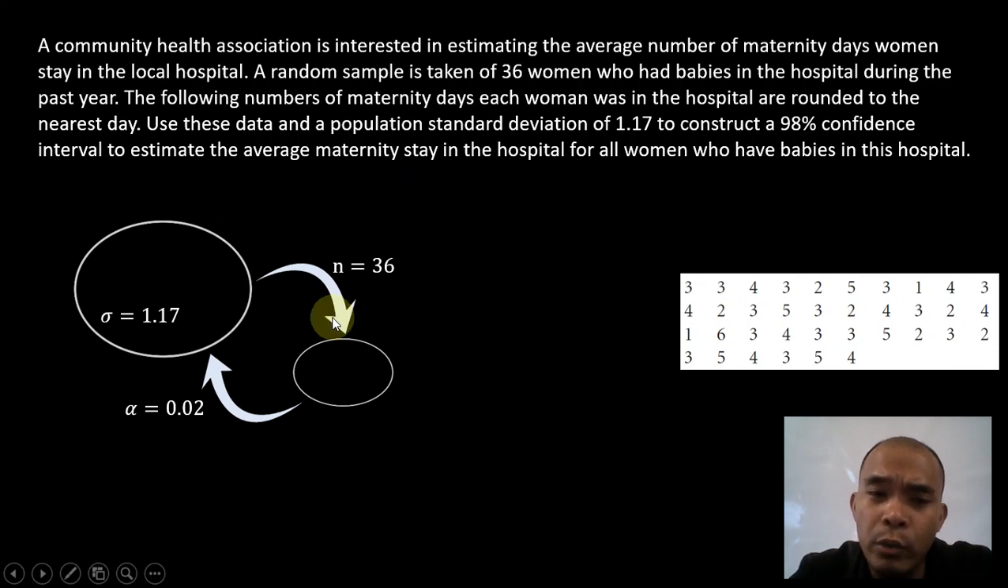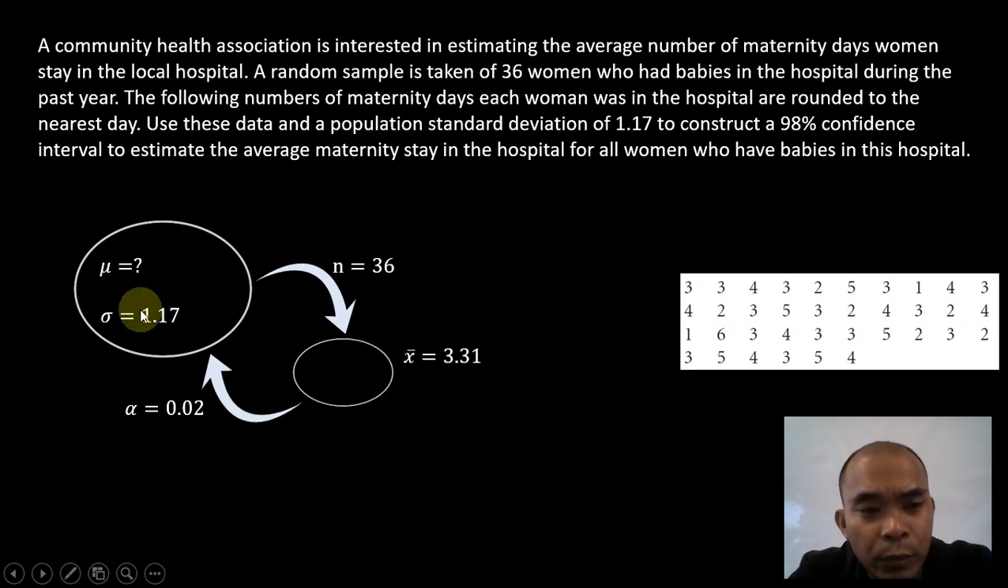But the question is, we still don't have the point estimate. So using this data, to get the average, we simply add these values and then divide by 36, and then we can directly get the mean. This is the mean of this entire sample. Using the sample mean, this point estimate, we are now going to estimate the mean of the entire population.